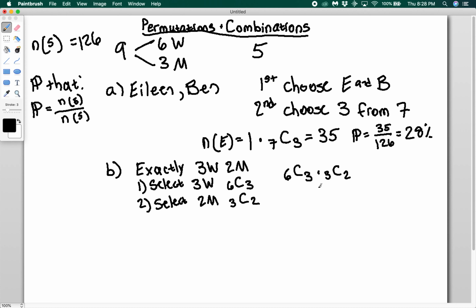Once you've done that, this is just going to be 20 times 3, which is equal to 60. And then we divide 60 by our total, so we have 60 divided by 126, and that gives us about a 48% chance that if we make a random committee, we'll have 3 women and 2 men.